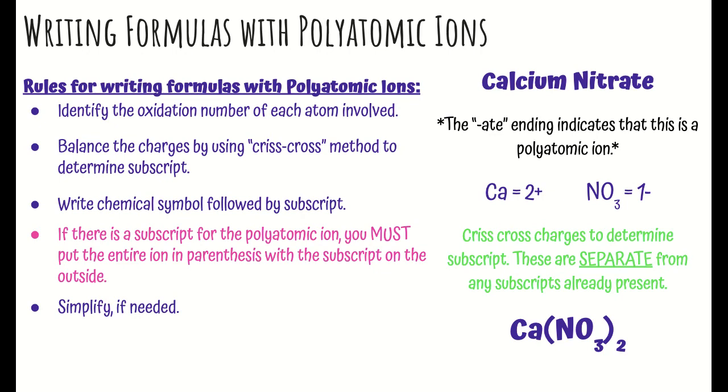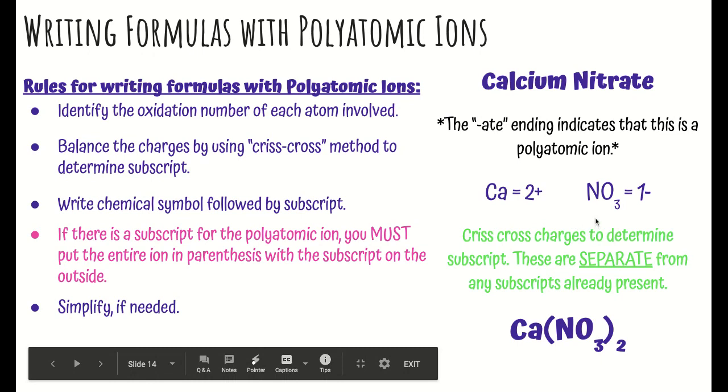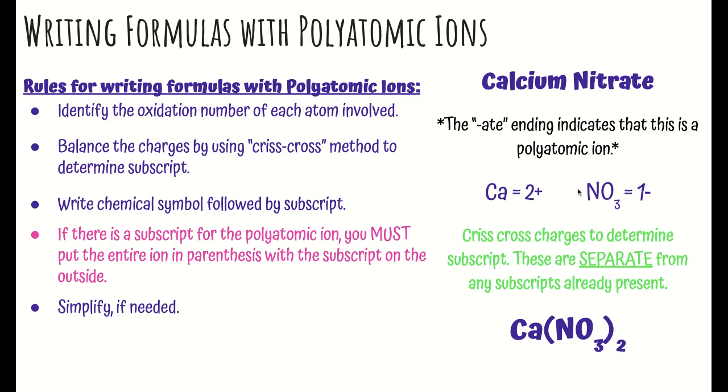So you're going to crisscross the charges to determine the subscripts. What gets a little tricky with these is that your polyatomic ions are going to be by themselves, okay? So these are separate from the subscripts already present. Here, if we look at this nitrate, we see that it has a subscript of 3 already. It's already there. We're not changing that. That stays, this is a little unit that stays together, okay? So any polyatomic ion that you list is its own little unit. It does not get changed.